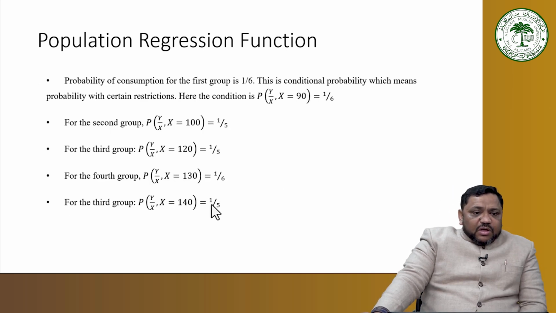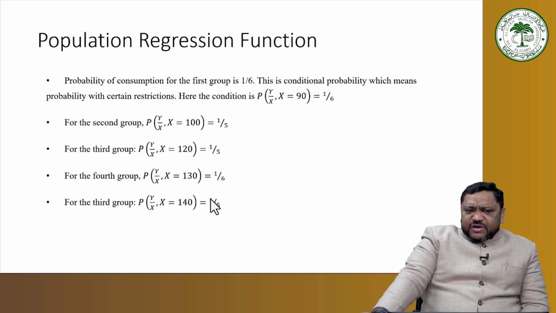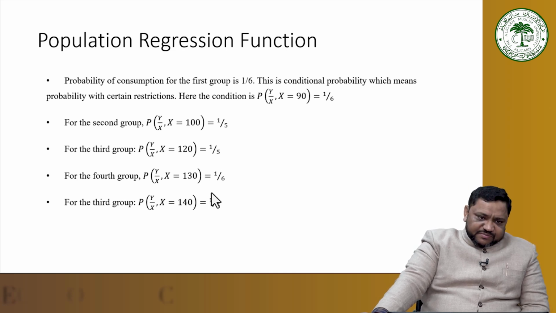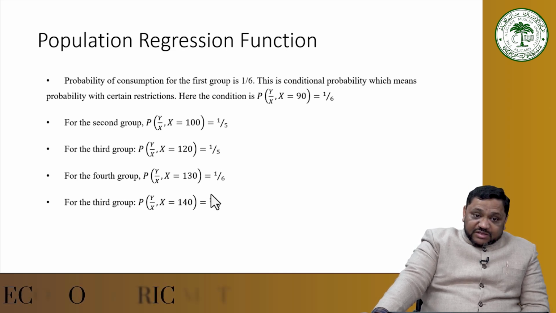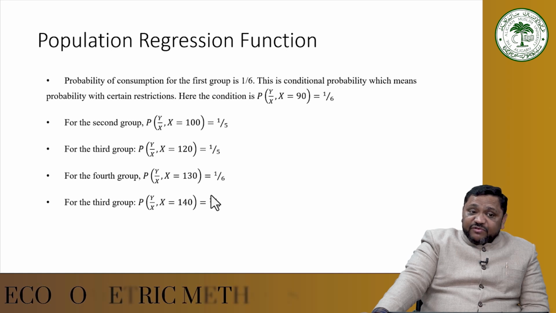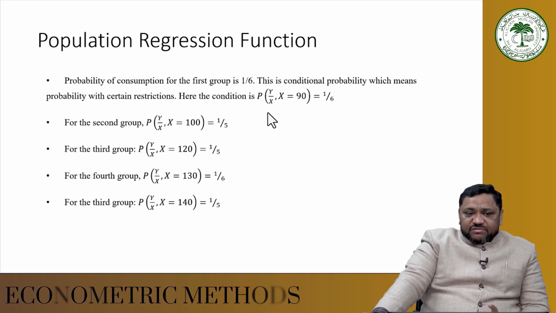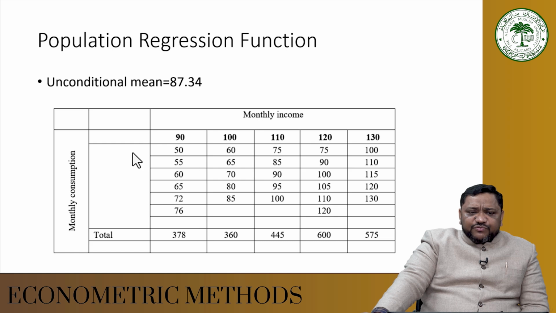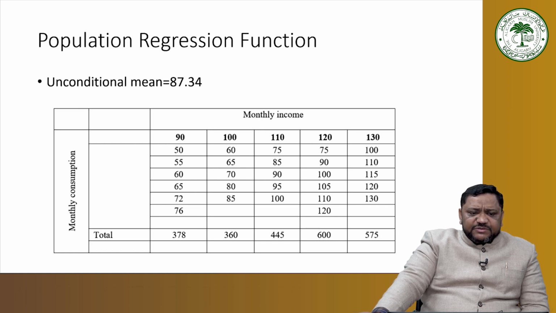Now, the probability of consumption for the first group is 1 by 6. This is conditional probability, which means probability with certain restrictions. Here the conditional probability of y given x when x is equal to 90 is 1 by 6, because we are having 1, 2, 3, 4, 5 and 6 families.